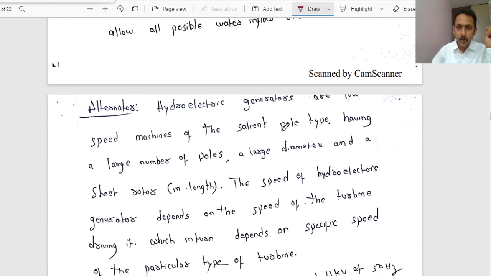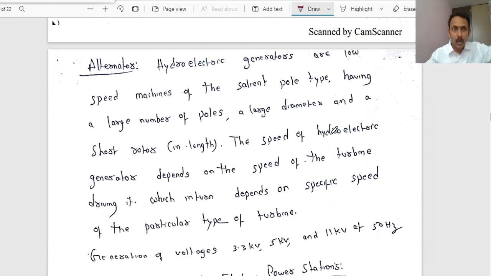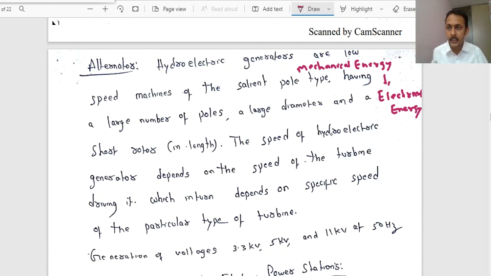Now coming to the alternator. This alternator is going to convert the mechanical energy into electrical energy. As we discussed in the DC machines and AC machines, in DC machines we discussed DC generators, and in AC machines we discussed synchronous generators or alternators, where we have the stator part and the rotor part.